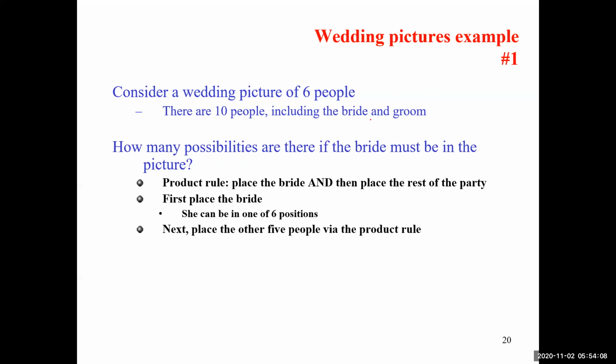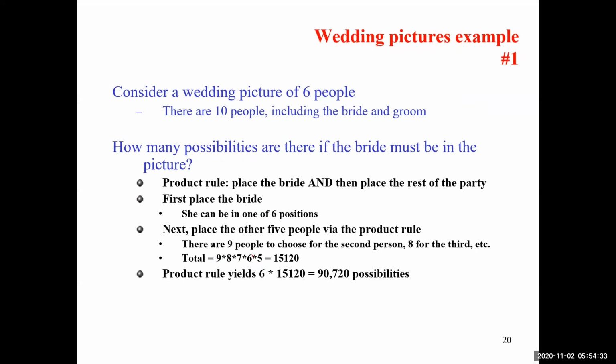The bride can be in any one of the 6 positions, and there are 9 people to choose from for the second position, 8 for the third, and so on. So the next 5 positions can be filled in 9, 8, 7, 6, 5 ways. By the product rule, we get 6 times 9 times 8 times 7 times 6 times 5. So there are 90,720 possibilities for a picture with the bride compulsorily present.